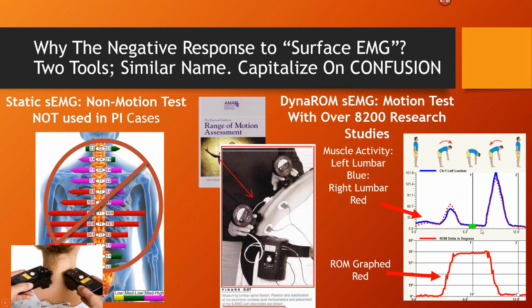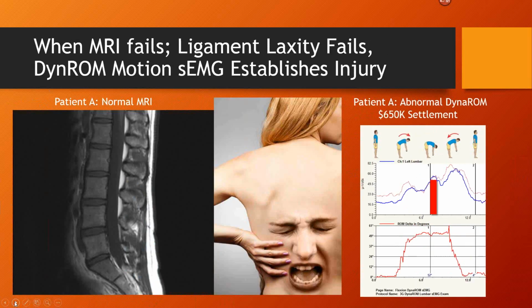But the motion EMG is what we're doing here, and so when you redirect them to this and point out that it's in the AMA book and has 8,200 studies on it, the attorneys change. They go, well, I didn't know what that was. I thought you were talking about the little bar graph with the little man. So that's critical, and I did create a great brochure.